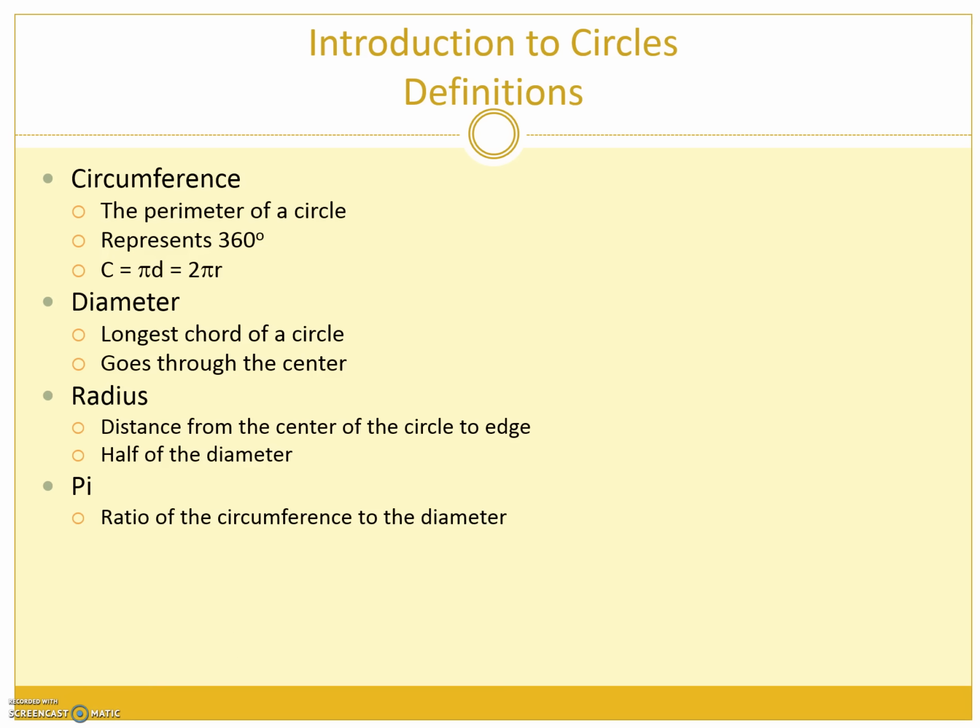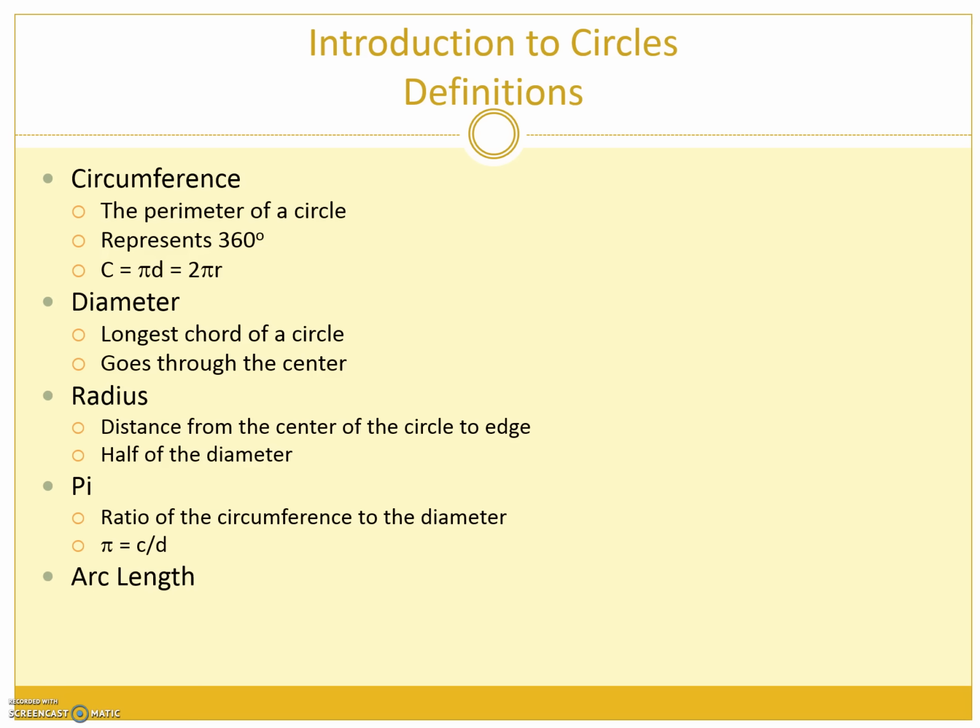Pi. Pi is the ratio of the circumference to the diameter for any given circle. And that value is a constant, which is 3.14. And when we calculate pi, we can take circumference and divide it by our diameter.